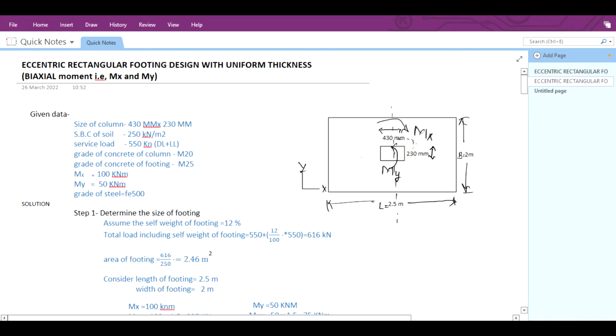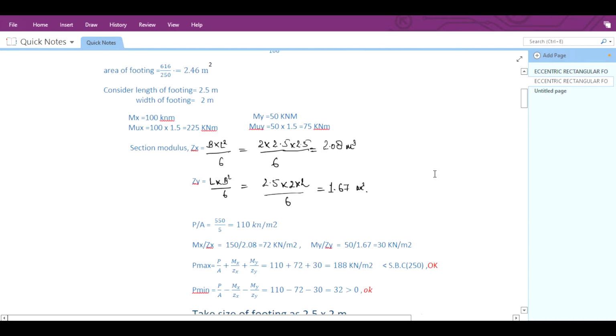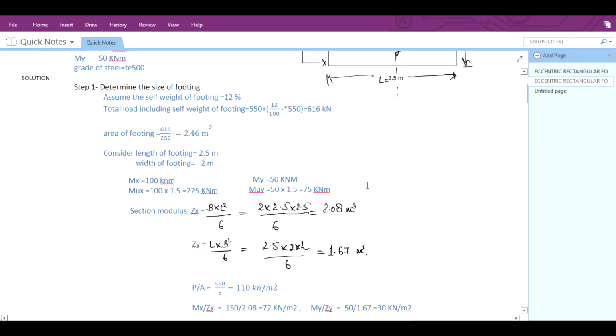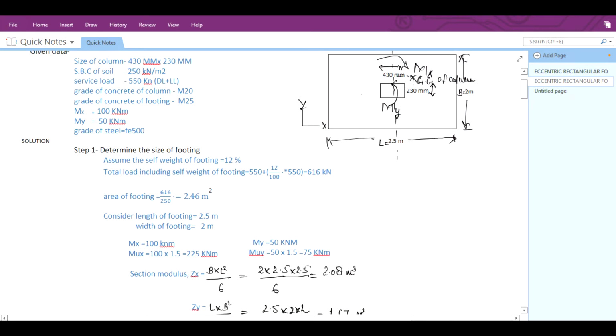Here, the CG of the column, the eccentricity, should always be less than L by 6. Only then will the formula be applied for P max and P minimum. Always remember, it should always be less than L by 6.